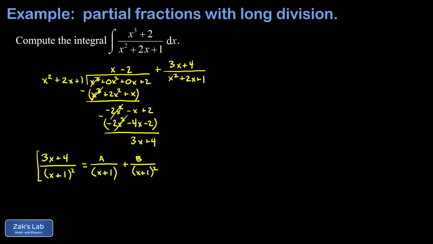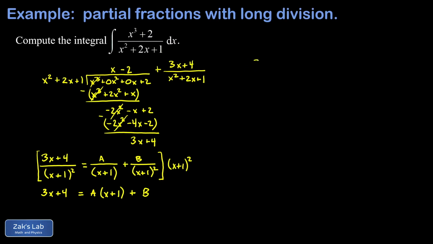Now we can clean things up by multiplying both sides by the least common denominator, which is x plus 1 squared. And this leaves us with a 3x plus 4 on the left-hand side. And on the right-hand side, when we distribute x plus 1 squared to the a containing term, one factor of x plus 1 is going to cancel, but 1 survives, and I end up with a times the quantity x plus 1. In the b containing term, the denominator cancels that x plus 1 squared completely, and I'm just left with a b.